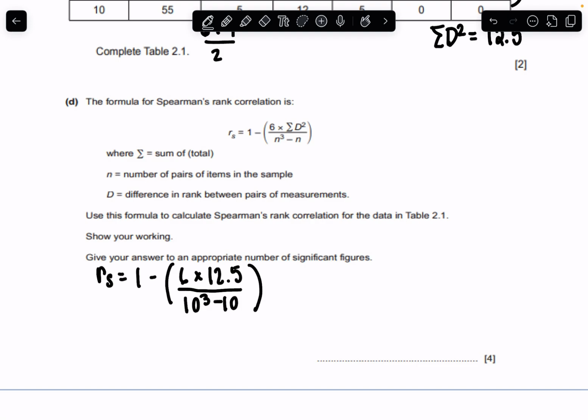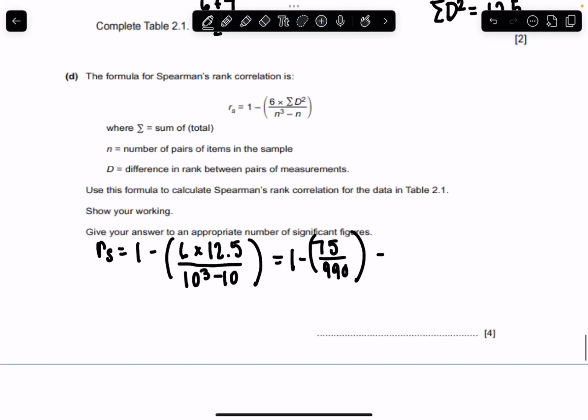And then we're going to show our work. So we have to do everything on here. So 6 times 12.5. That's going to give us 75 on the top. So 1 minus 75 divided by 10 cubed minus 10. 75 divided by 990, we're going to get 0.07575. It continues to repeat, but we'll just go to our significant figures of 0.07575.